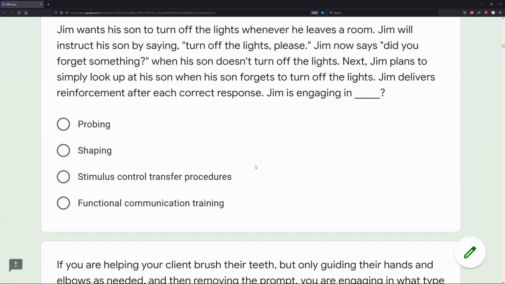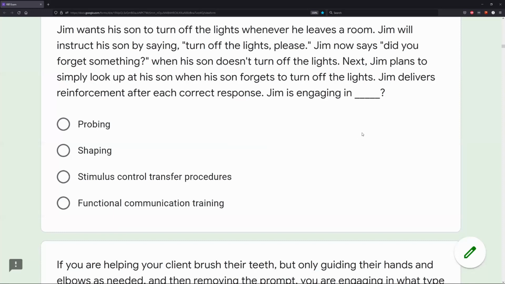For example, right now, the SD is "Turn off the lights, please." Jim wants that SD to go to "Did you forget something?" And then he wants the SD to become simply looking up at his son. Jim is transferring control, okay, over the turning off lights behavior from SD to the SD. That's what a stimulus control transfer procedure is. It's as simple as that.